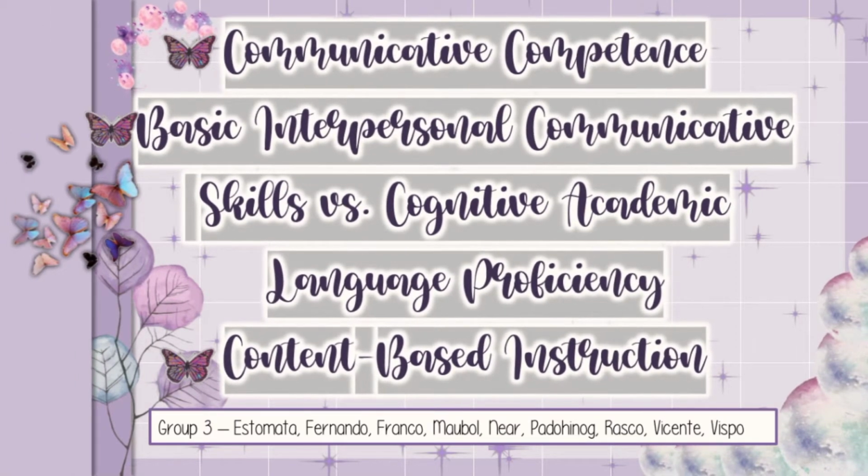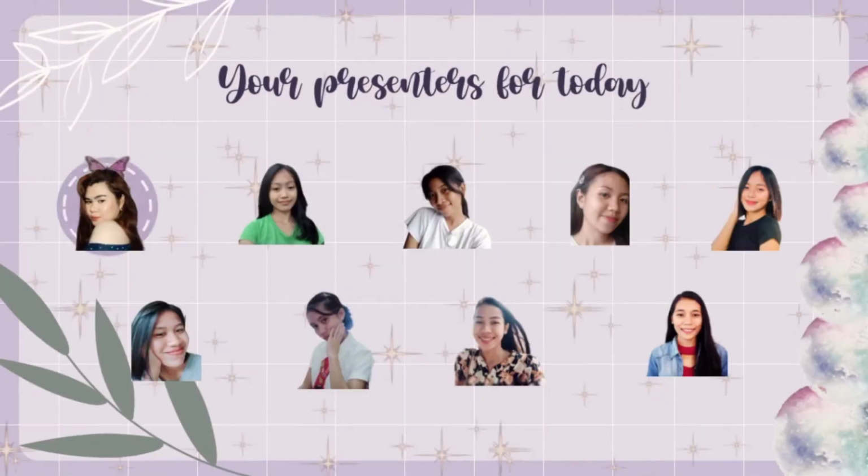First, we have the communicative competence. We will discuss its definition and the models. Second, we have the basic interpersonal communicative skills or the BICS versus the cognitive academic language proficiency or the CALP. We will discuss its definition and what teachers can do if a student has CALP. Lastly, we have the content based instruction or the CBI, its definition, types, advantages, and disadvantages.